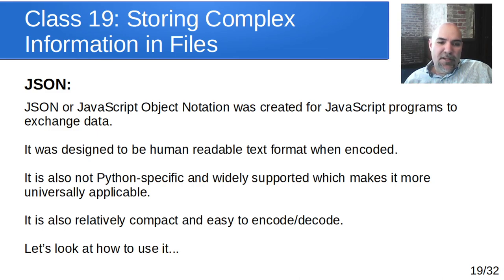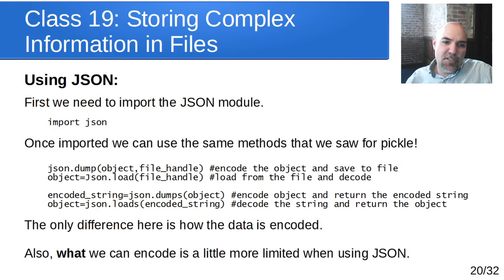And so that's one of the advantages of it. The other advantage is because it's not Python specific and it's widely supported, almost every programming language has some way to read and write JSON, or encode and decode JSON. That makes it more universally applicable. It's also relatively compact, easy to encode and decode. So let's look at how to use JSON. First we need to import it again. You don't need to install anything. JSON now also comes with Python. So you just say import json.